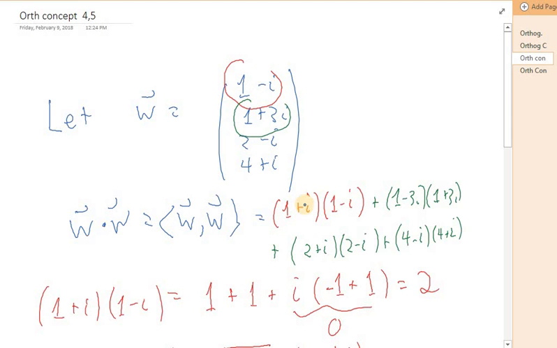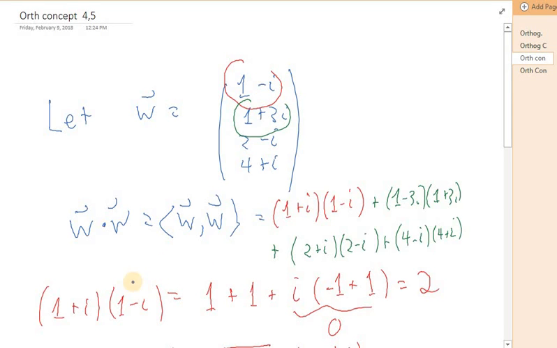So this is going to be the complex conjugate of the first component, which is 1 plus i, times the first component, which is 1 minus i, plus the complex conjugate of the second component, which is 1 minus 3i, times the second component, which is 1 plus 3i. Then plus the complex conjugate of the third component, which is 2 plus i, times 2 minus i. And then you have the complex conjugate of the fourth component, which is 4 minus i times 4 plus i. So I'm taking each of these components one by one and taking its complex conjugate multiplied by itself.